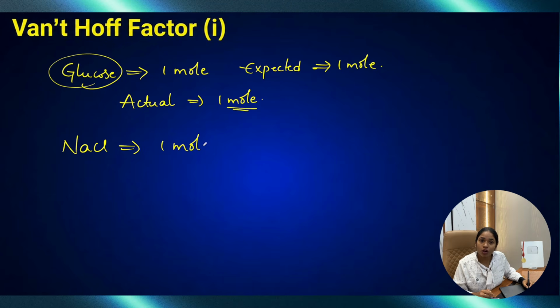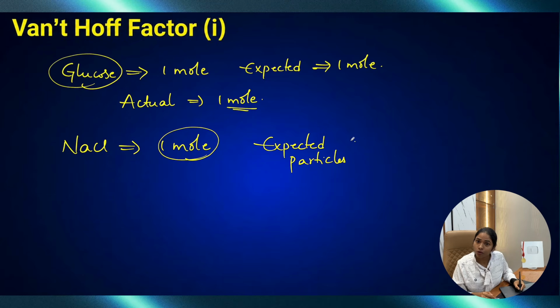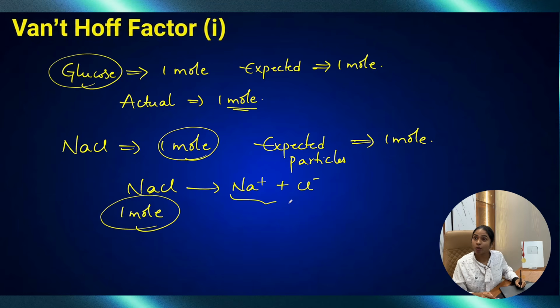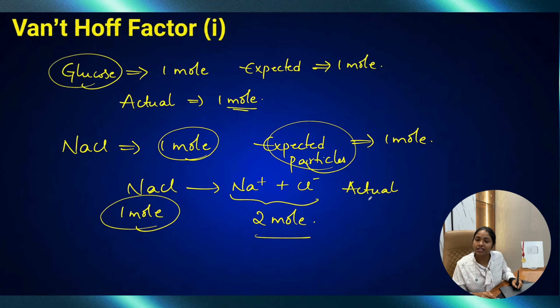For example, 1 mole of NaCl I am taking. So I expect that the expected particles should be 1 mole. But what's happening, students, is that this NaCl is breaking down into Na plus and Cl minus. So 1 mole of NaCl is giving 2 moles of particles. Here expected particle is 1, but the actual particles it is giving are 2 moles.